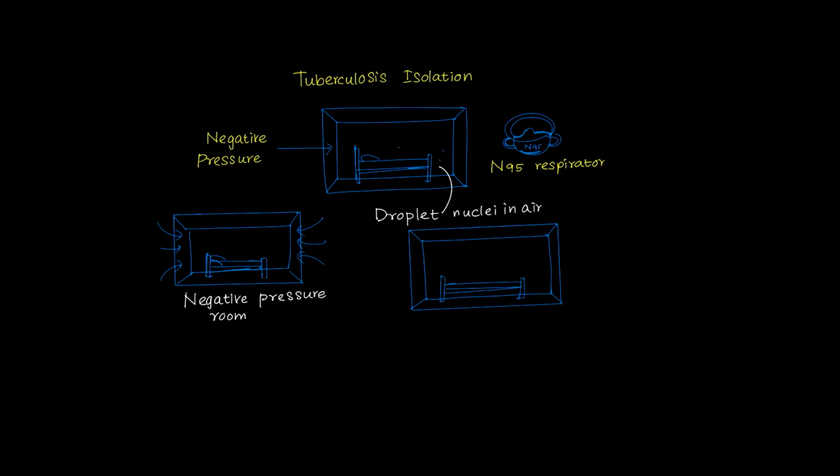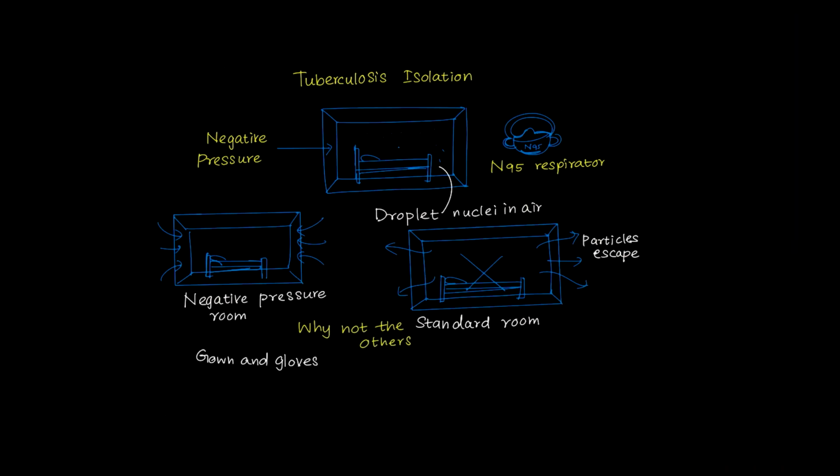A standard room and surgical mask leak on both ends. The particles escape the room and slip through the mask. Gown and gloves cover contact spread, like MRSA, but miss airborne bugs entirely. Semi-private rooms with droplet masks expose roommates and still fail to block the small nuclei.